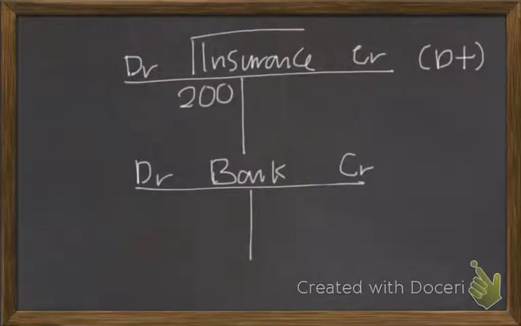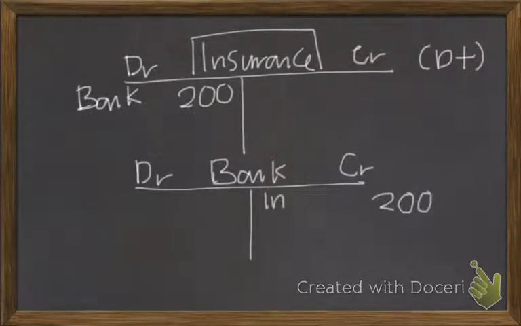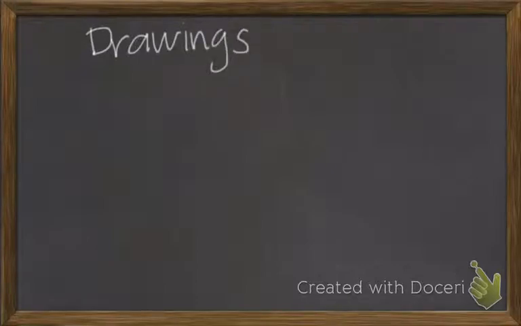Okay, the insurance was incurred when we paid through our bank account, and our bank account reduced by 200 because of the insurance payment. Okay, that's all on how to record the transaction in a T account. Last but not least, we look at how to record drawings into a T account.